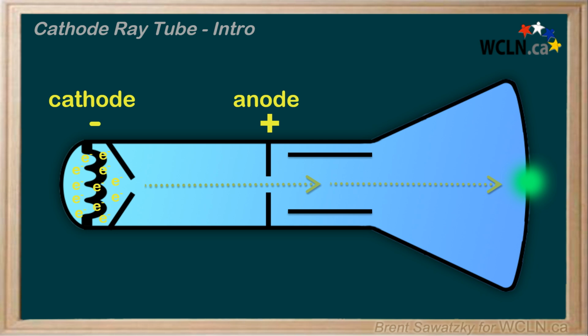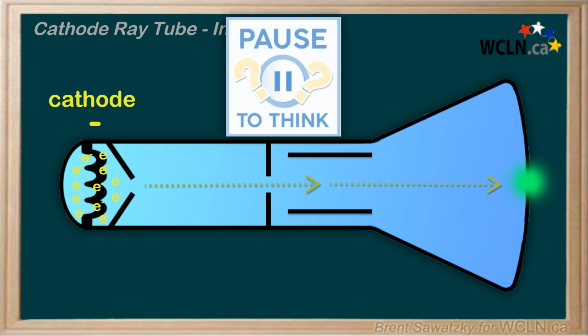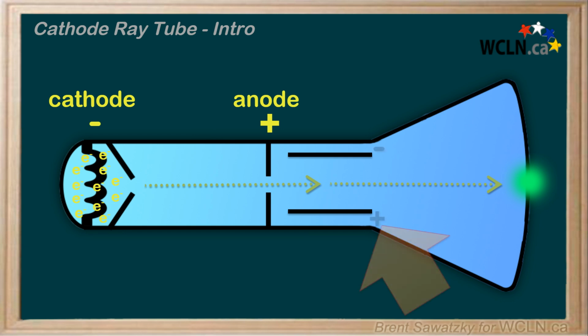So what if we wanted to move the dot downwards? How would we do that? Pause and consider this. Did you determine that we changed the voltage on the plates so that the bottom plate was positive and the top plate was negative? Perfect.